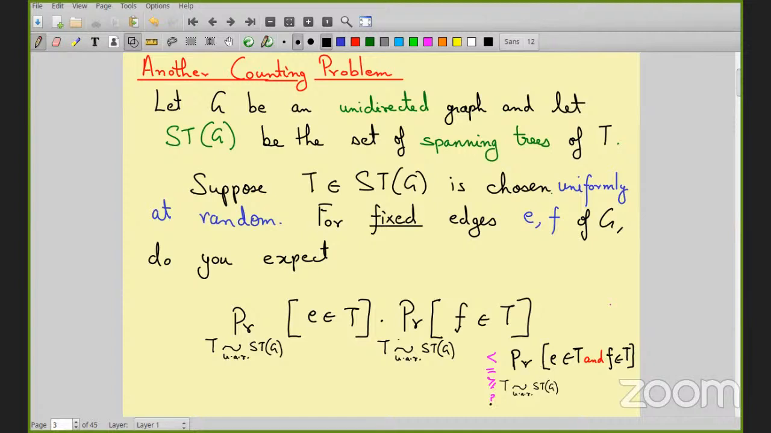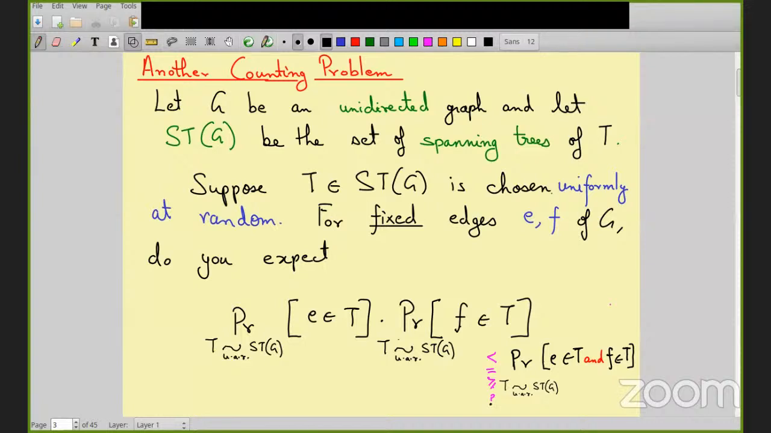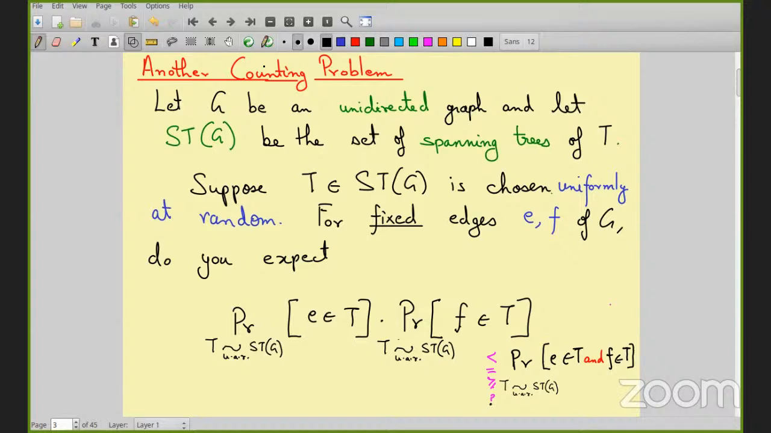And the question is, if I look at this probability that E and F are both in the tree, is that greater than, equal to, or less than the product of the two marginal probabilities? Okay, so this one maybe is easier to guess what the right answer should be. Is there a guess? You do expect that there should be some negative correlation. Which side should be bigger, the left hand side or the right hand side? The LHS might be bigger.